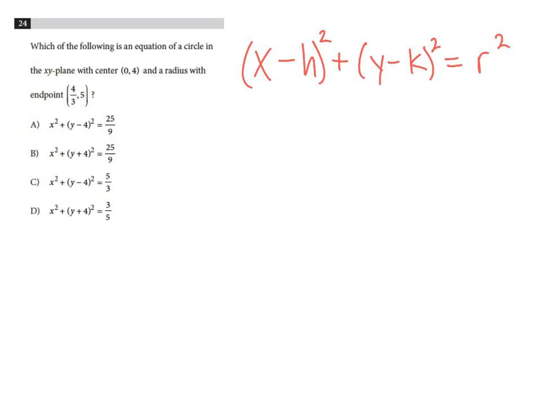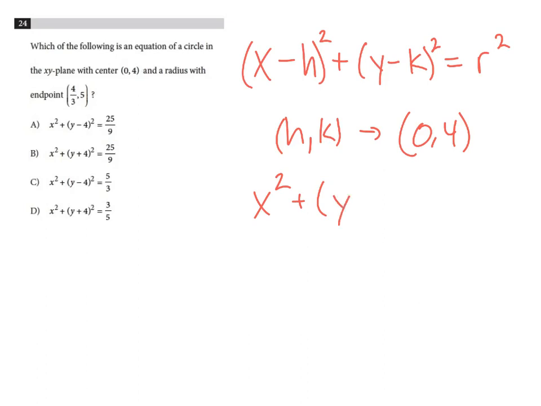Okay, we know the center (h, k) is (0, 4), so we can plug that in. Well, it'd just be x squared because h is 0, and then y is 4, so it'll be (y minus 4) squared equals the radius squared. So right away we can rule out B and D. So now we just need to figure out the radius.